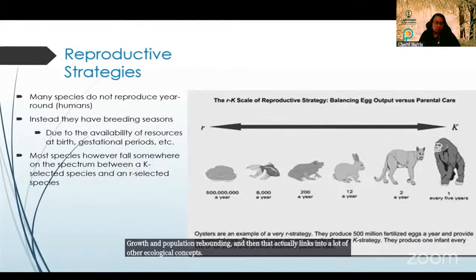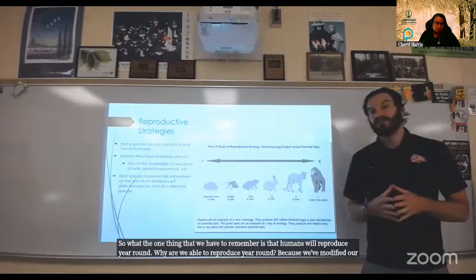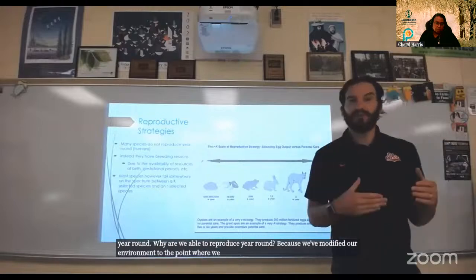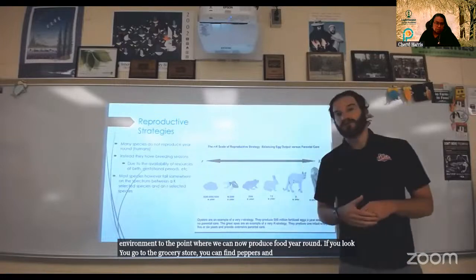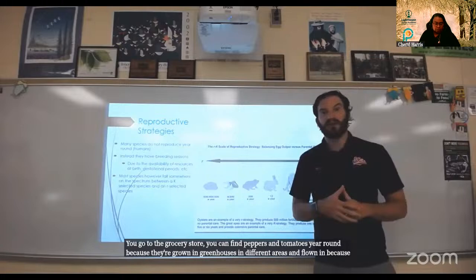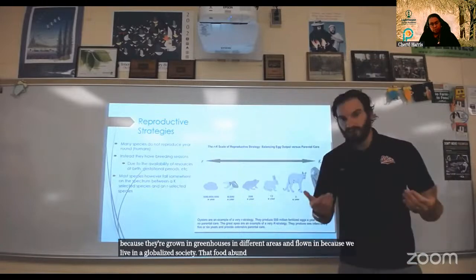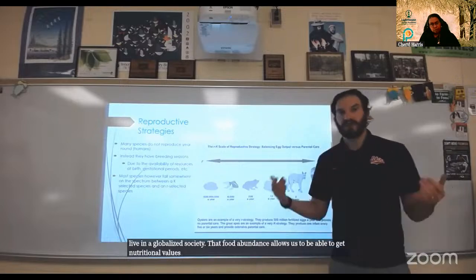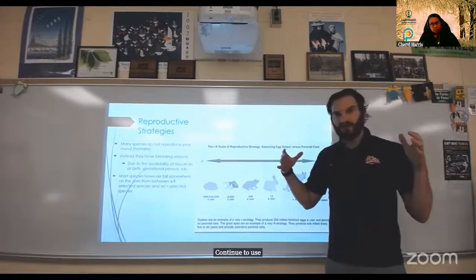So the one thing that we have to remember is that humans will reproduce year-round. Why are we able to reproduce year-round? Because we've modified our environment to the point where we can now produce food year-round. If you go to the grocery store, you can find peppers and tomatoes year-round because they're grown in greenhouses in different areas and flown in because we live in a globalized society. That food abundance allows us to get nutritional values, which then we can continue to use and continue to grow our populations.